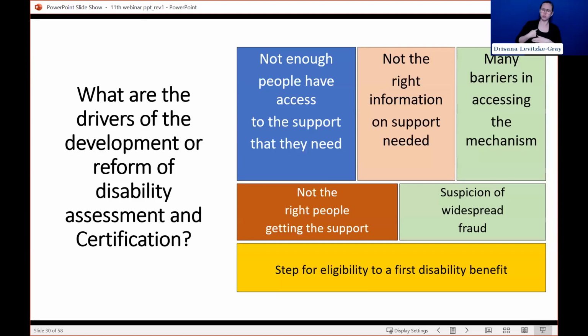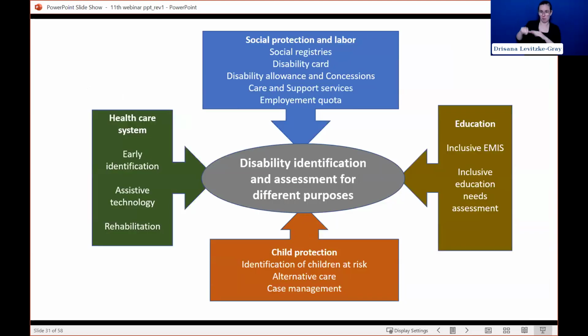Or maybe we are just creating the system, as eligibility for a first disability benefit, where nothing existed before. Another element is that disability identification and assessment exist in different sectors for different purposes. For instance, in education, you will look at inclusive education needs assessment. What are the specific educational needs of a diversity of children with functioning difficulties?